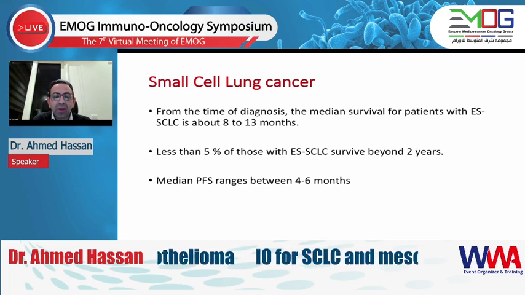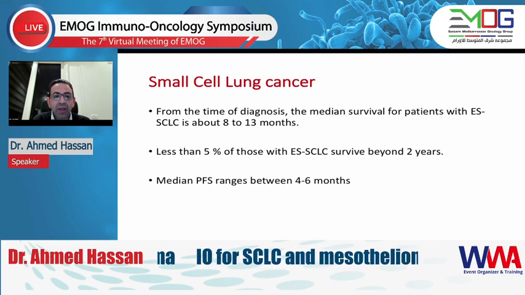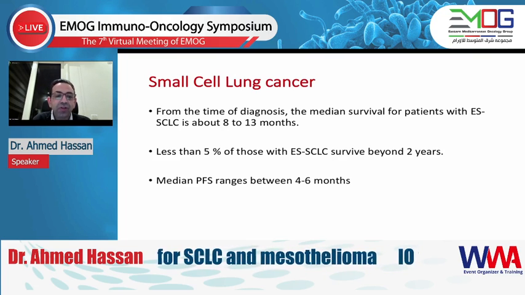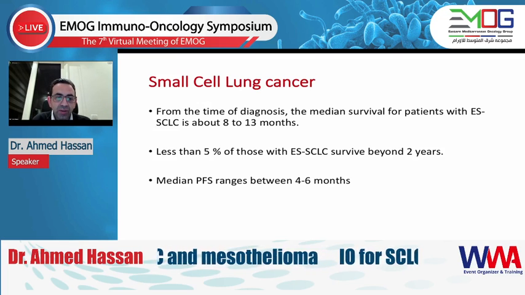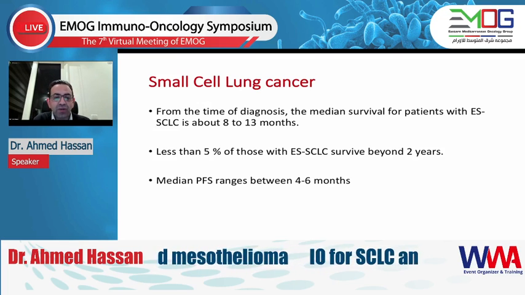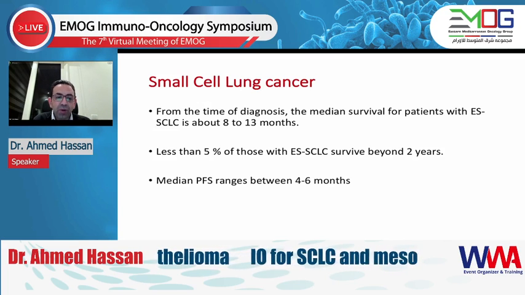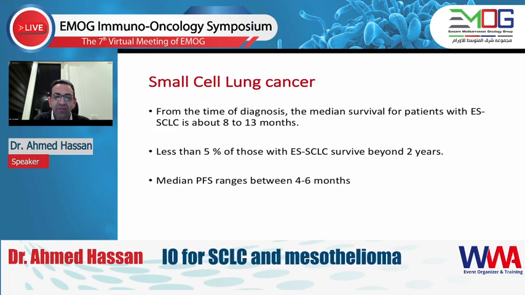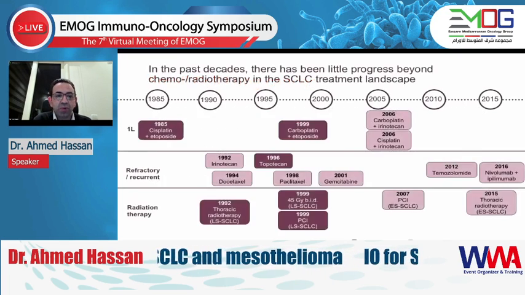From the time they are diagnosed, the median survival with chemotherapy, as I will show you in a while, ranges from 8 to at best 13 months. Most literature points towards median overall survival of 8 to 10 months. And then less than 5% of those live to see 2 years. And median progression-free survival is between 4 to 6 months, meaning that by the time you finish the 4 or 5 cycles of chemotherapy, you will start already to see disease progression.